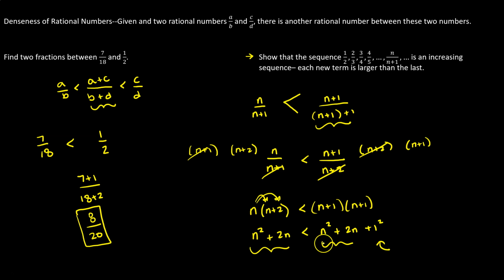If we wanted to, we could simplify by subtracting n squared and subtracting 2n from both sides. That would remove the n squared terms and the 2n terms. So we'd have 0 on the left and 1 on the right, which is true, which means our original assumption was true as well.